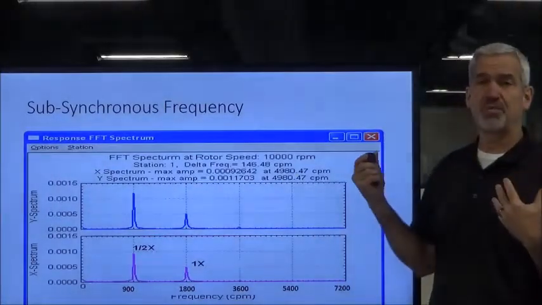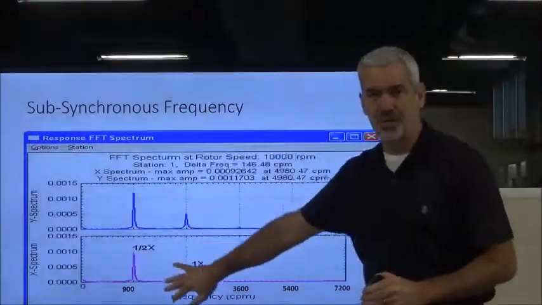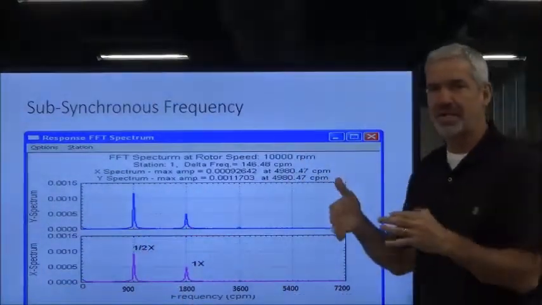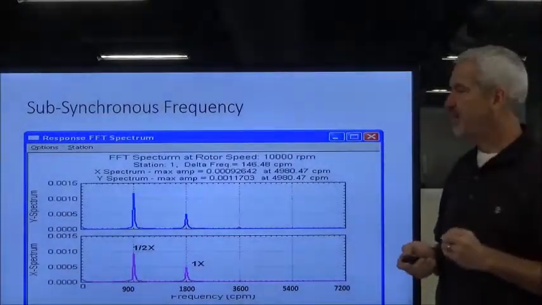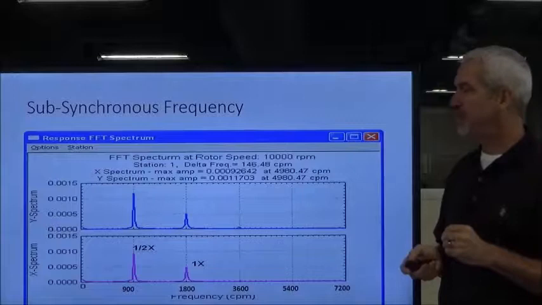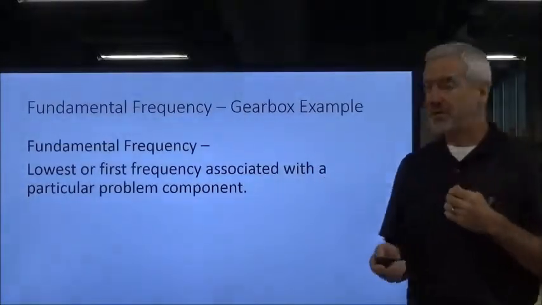Like I said in one of the previous lectures, it's a process of elimination, and this is where we start eliminating everything. This is where we're starting to dial in, and this is where we start to identify the component and know exactly what the problem really is. Okay. Then we have our fundamental frequency.